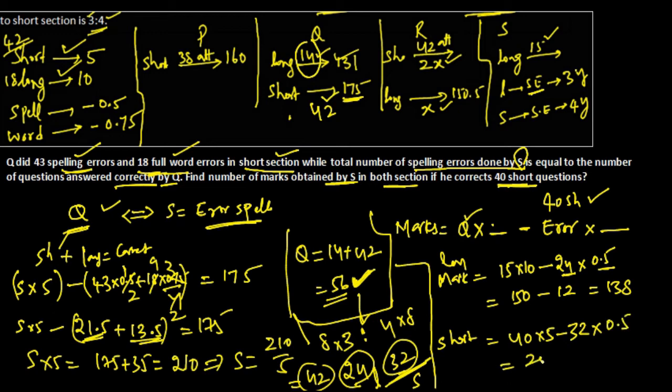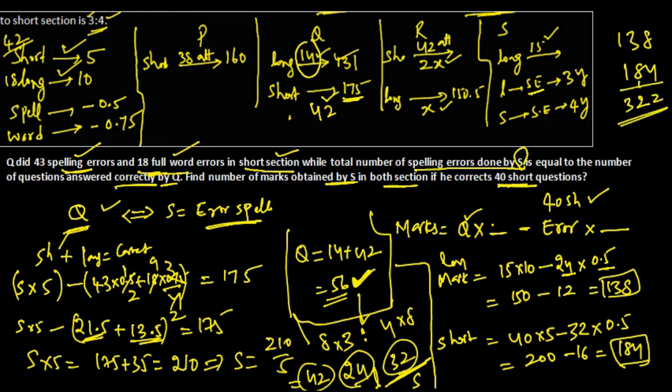0.5. So this is nothing but 200 minus 32 into 0.5, which means this is 16. 200 minus 16 is 184. So put together, the total marks are 138 plus 184, which is 322 marks obtained by S using the data given to us. This is how we solve the problem.